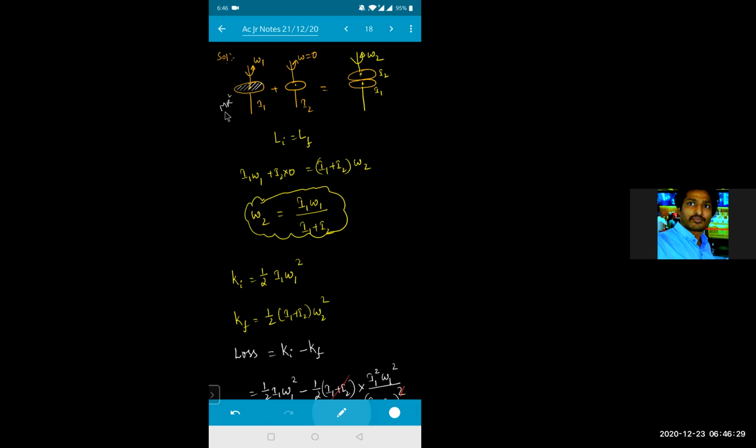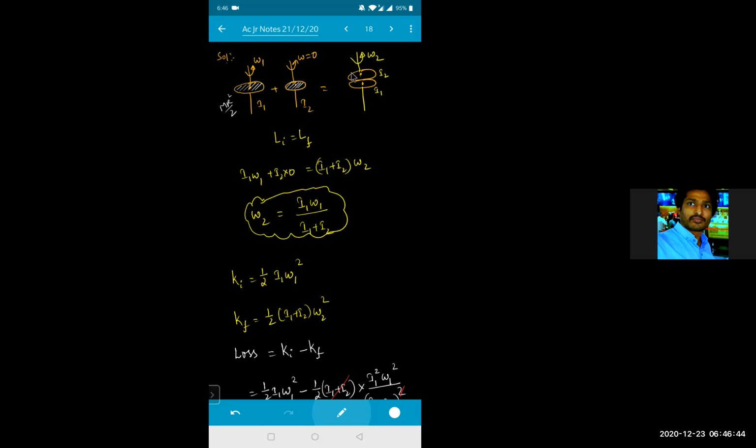Again, mr square by 2. The angular speed of this is omega 1, and the moment of inertia is I1. Now there is another disk with moment of inertia I2. This is at rest, so its omega is equal to 0.